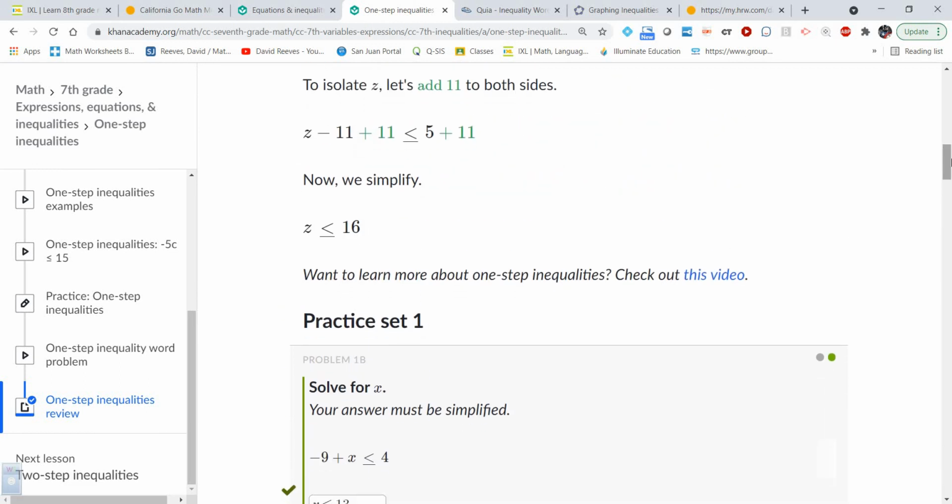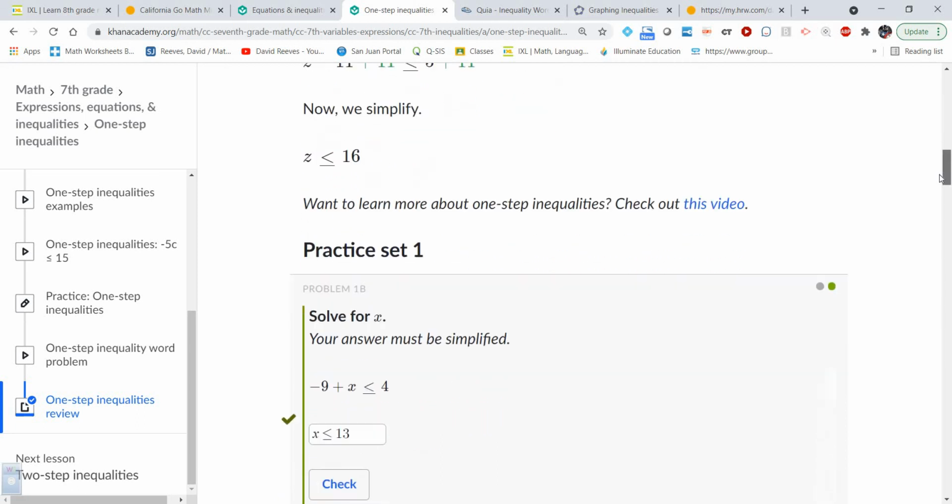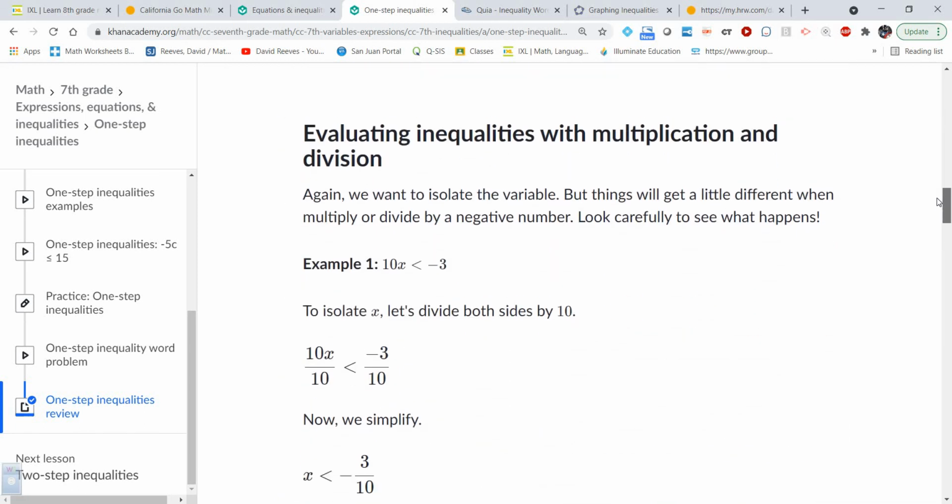All right, so those were one step with addition and subtraction. No problem. It's just like solving equations. There really is no difference with adding and subtracting between inequalities and equations, except instead of equals, you have either greater than or equal to, or less than or equal to, and many times you're going to be asked to graph them.